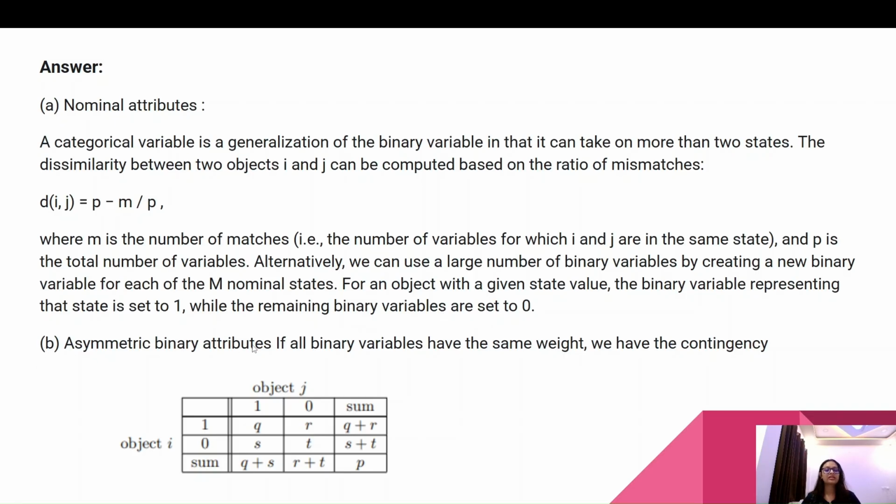Asymmetric binary attribute: if all the binary variables have the same weight, we have the contingency table for object i and object j. If 1 1 then q, 0 1 then s, 0 0 then t, 1 and 0 then r. The sums are q plus r, s plus t, q plus s, r plus t, and p.